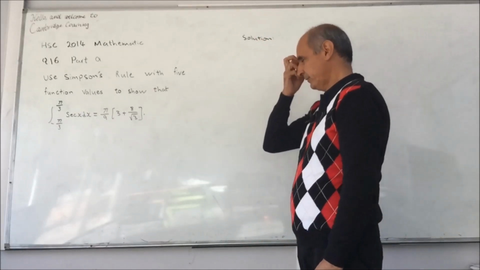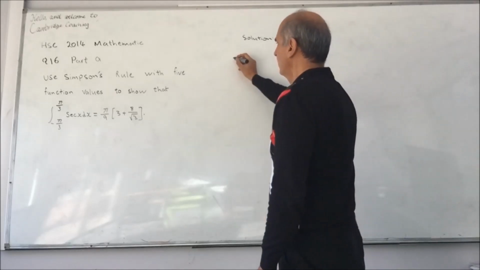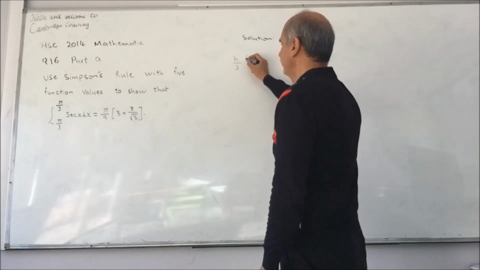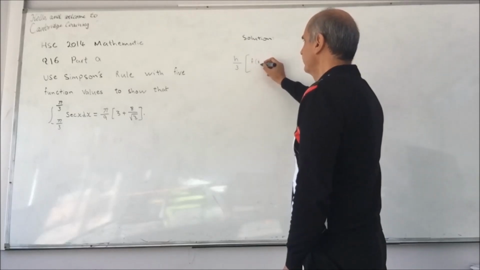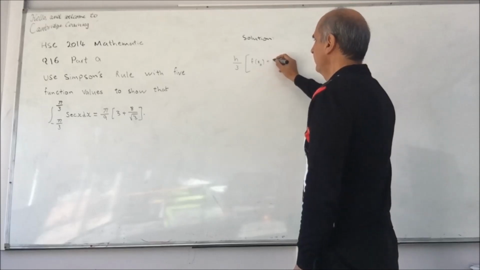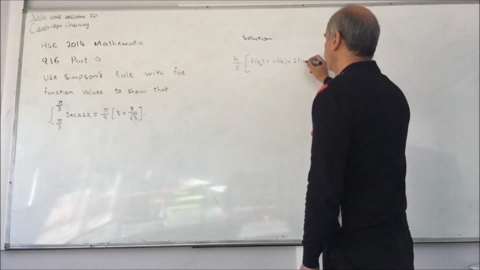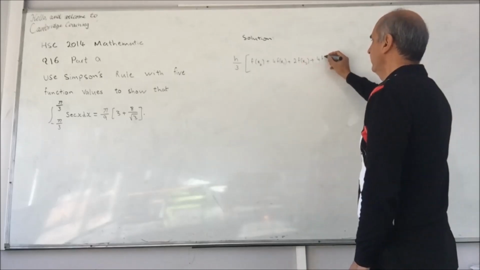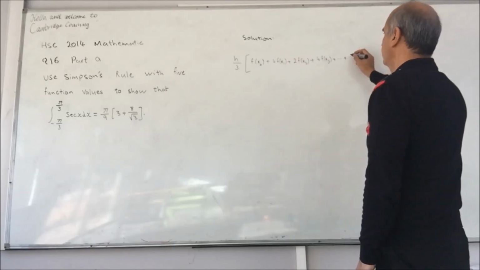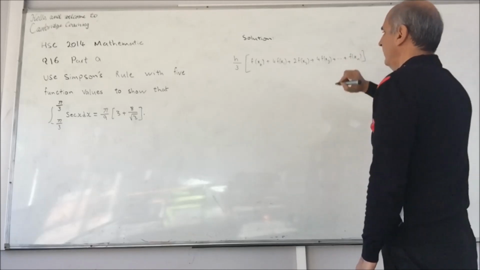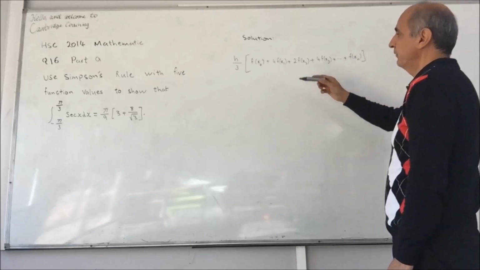Okay, for Simpson's rule, basically you have the formula h on 3 times f of x0, that's the first value of the function, plus 4f of x1 plus 2f of x2 plus 4f of x3 and so on, and eventually you get f of xn. These are the function values. f of x0 to f of xn are the function values.